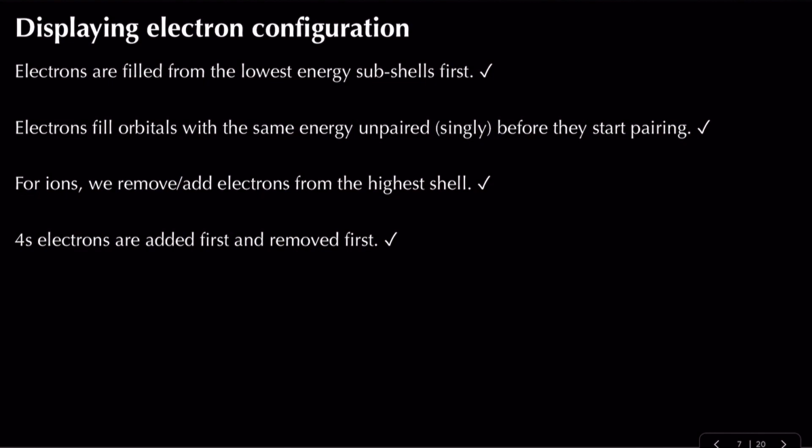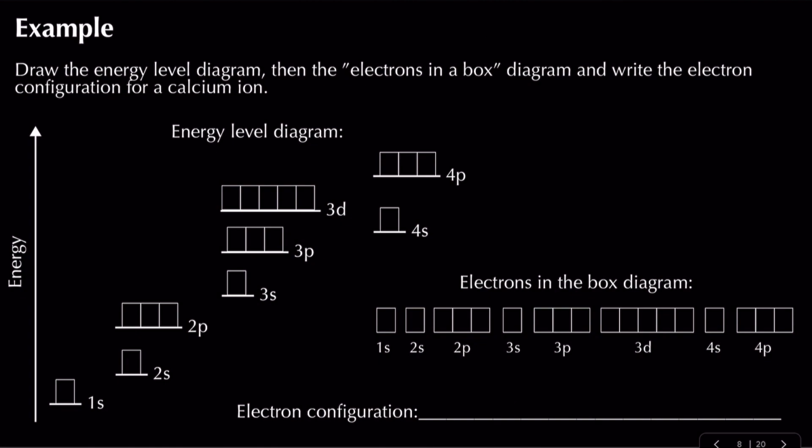If we were to look at our electrons, they fill orbitals that are at the same energy unpaired first before they start pairing. For ions, we add or remove electrons always from the highest energy level or from the highest shell. And if we were to look at our 4s electrons, which are an exception, they're added first and removed first before 3d. So yeah, let's look at an example then.